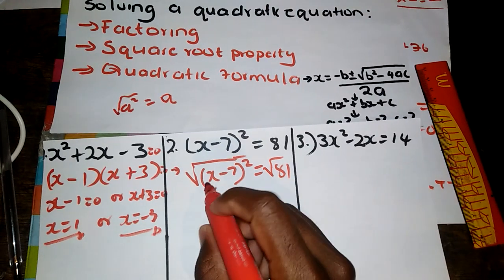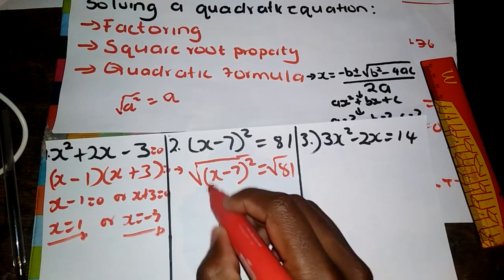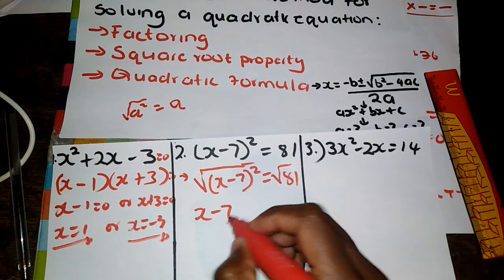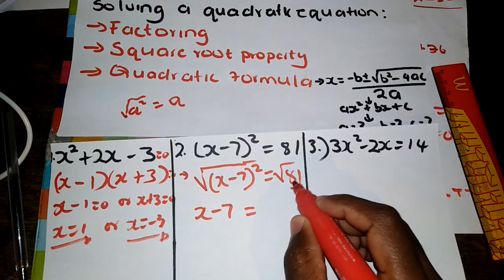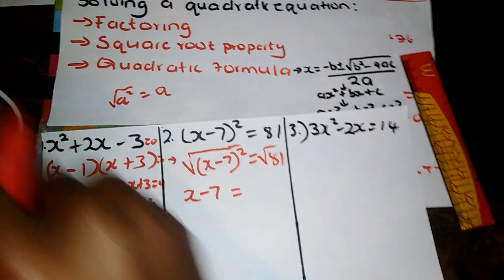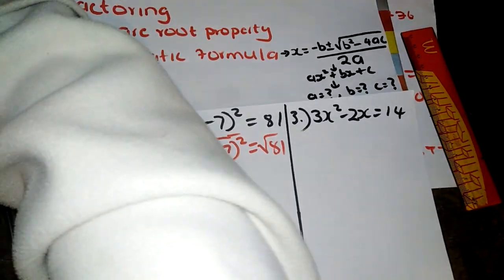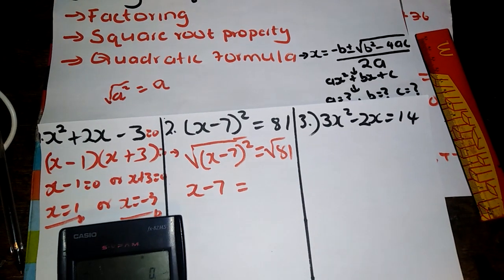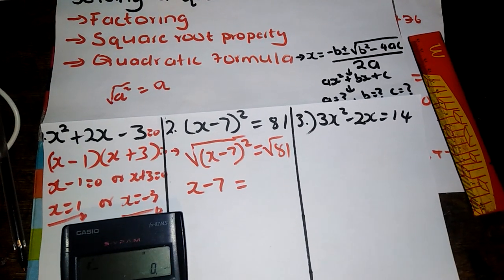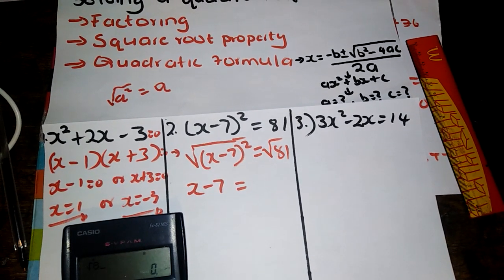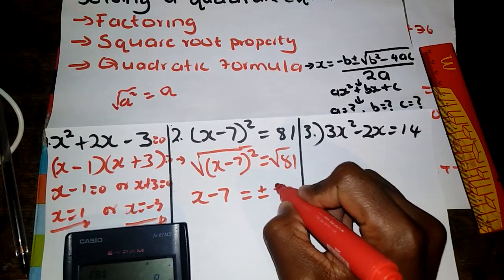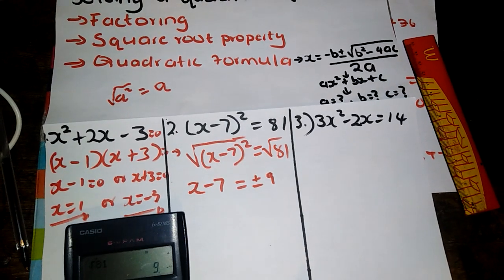Right. So if you say the square root of x minus 7 squared, then you get x minus 7 equal to, what is the square root of 81? What is the square root of 81? It is plus or minus 9.